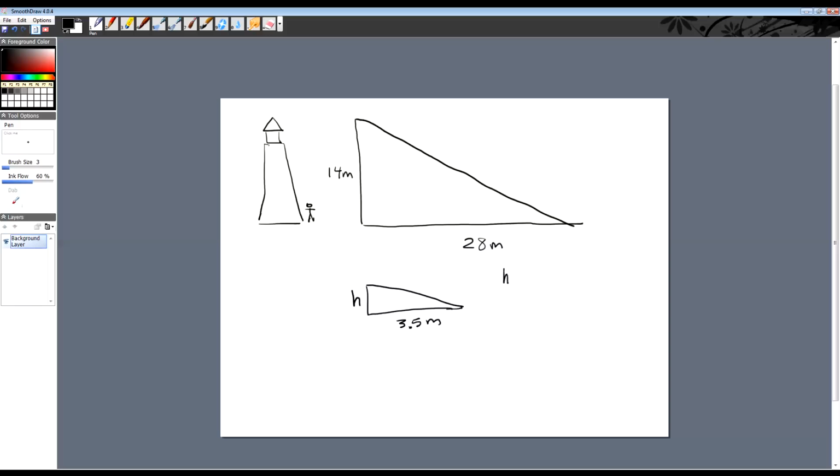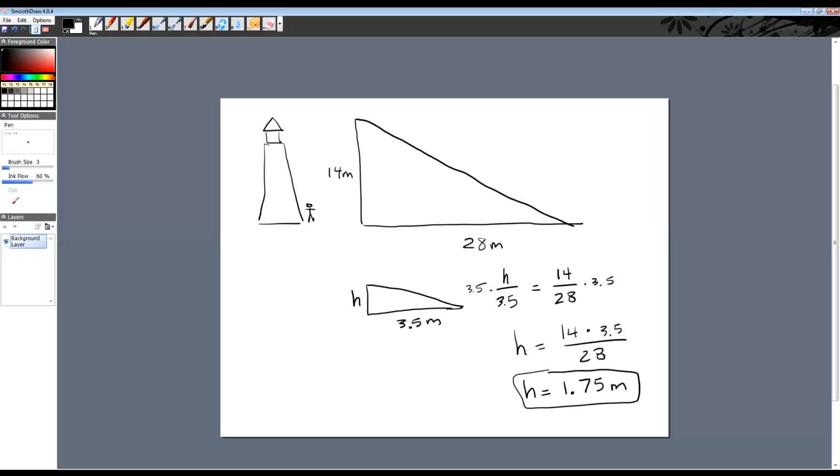So if h is the height of the lighthouse keeper, the ratio of the height to the length of the shadow is the same as the ratio of the height of the lighthouse to the length of the lighthouse shadow. So we multiply both sides by 3.5 so that we isolate the h. So h equals 14 times 3.5 divided by 28. 14 over 28 is a half, so h, or 1 over 2, is 3.5 over 2, or 1.75 meters. So the lighthouse keeper is 1.75 meters tall.